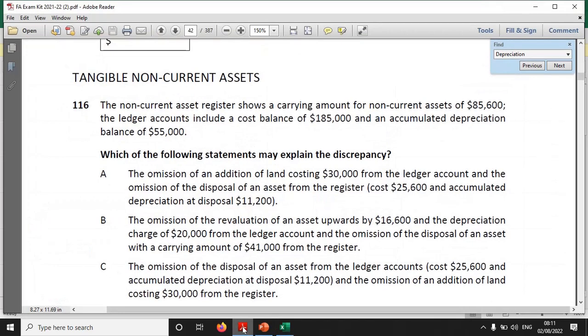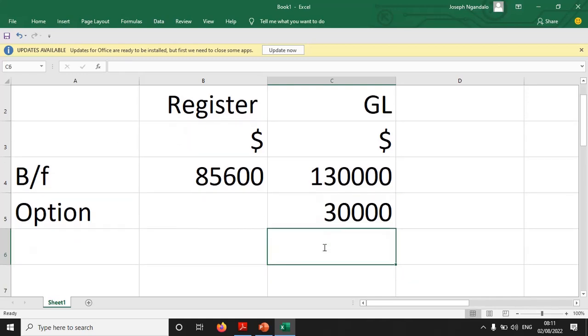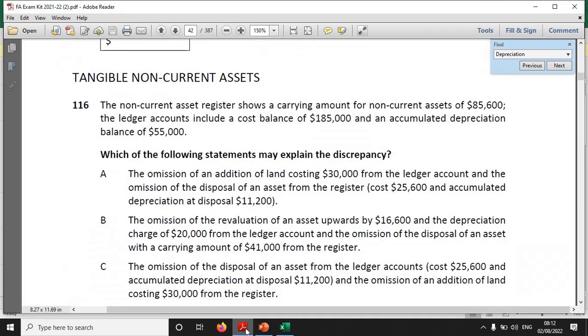Option A says there's an omission of an addition of land costing 30,000 from the ledger account. Let us go and add that land in the general ledger. So you put a 30,000 here, all right? Meaning that there you're going to have a 160. Then you bring in the other thoughts.